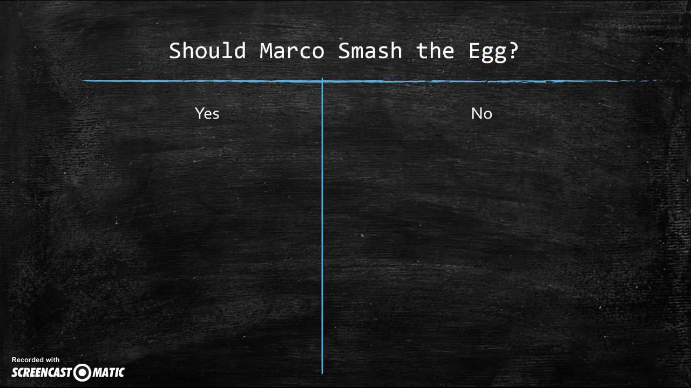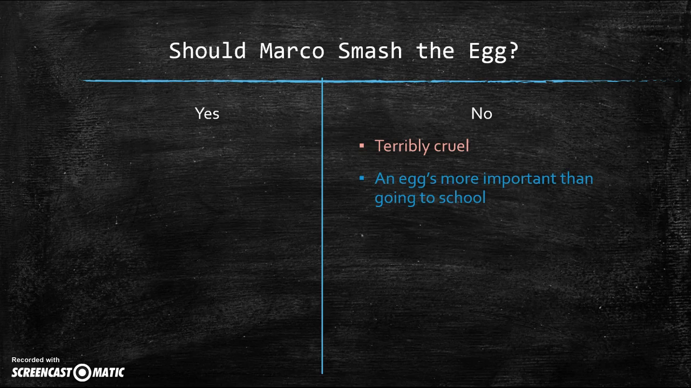All right, so if you said that she thought that breaking the egg would be terribly cruel, yeah, that's an argument she uses. Another one is that an egg's more important than going to school. Another one would be that the egg is a mother bird's pride and her joy. And finally, if he smashes that egg, he's the world's meanest boy. Now, which of these do you think is the best reason that Mrs. Worm gives?